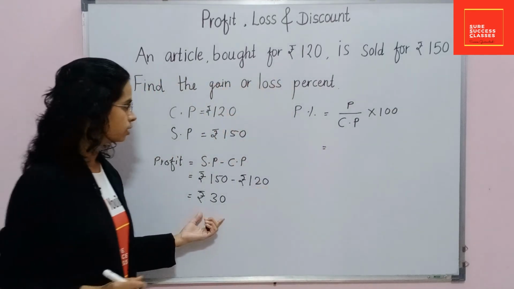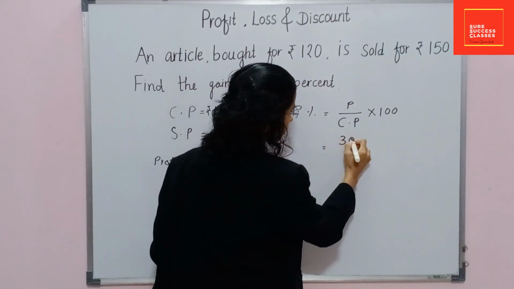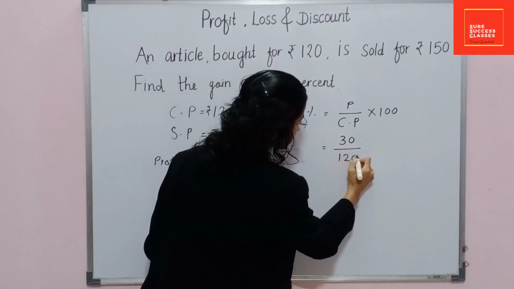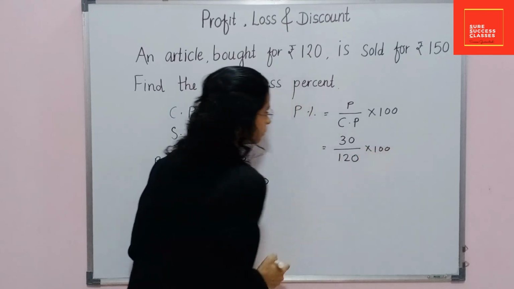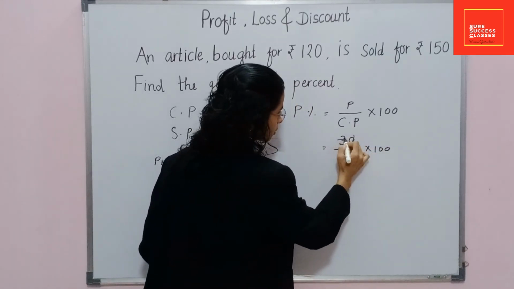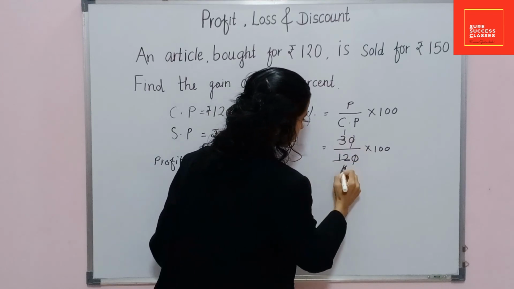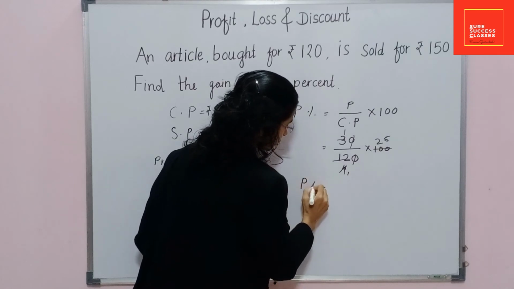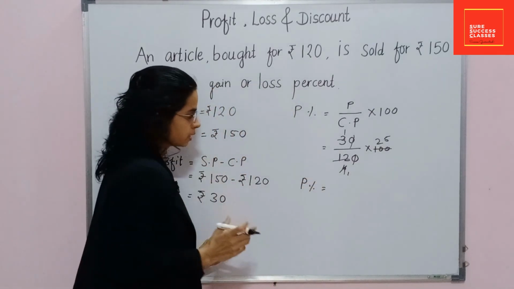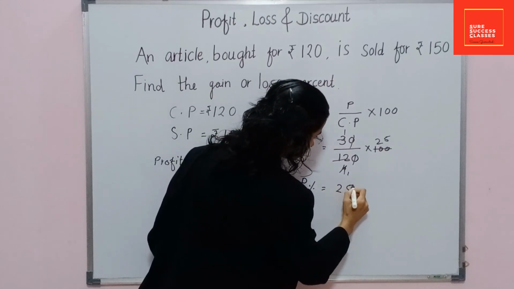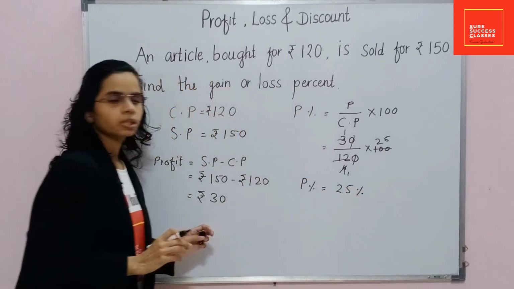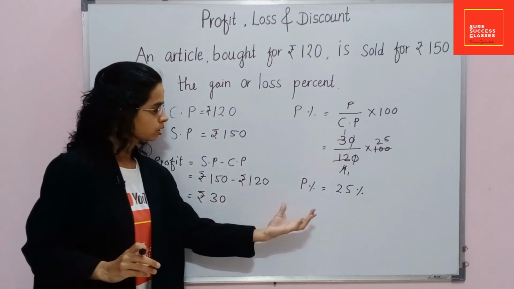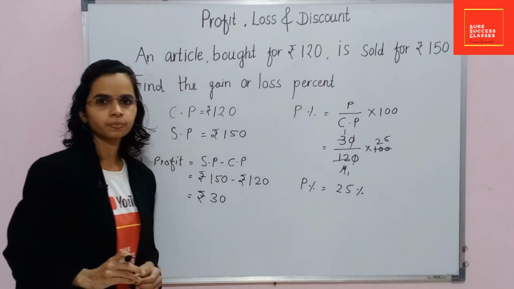Here our profit is rupees 30 and cost price is 120, multiplied by 100. 3 4s are 12 and 2 5s, so our profit in terms of percentage is 25%. So in this case, the profit in terms of percentage is 25%.